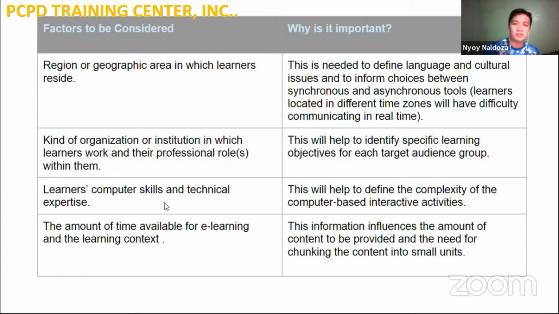The kind of organization or institution in which learners work and their professional role. The skills of the learners in terms of computer and technical expertise. Are they capable of using technology every now and then whenever they accomplish their tasks or do their school works? Then the amount of time available for e-learning and the learning context. Again, it will take ample time for us to identify, depending on the idea of duration on the part of the teacher who will implement the e-learning.